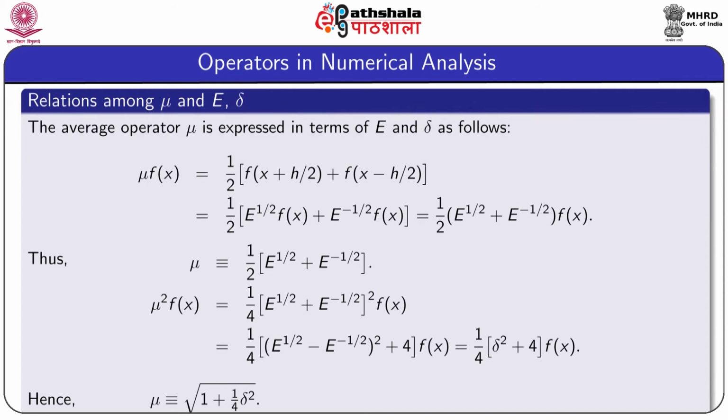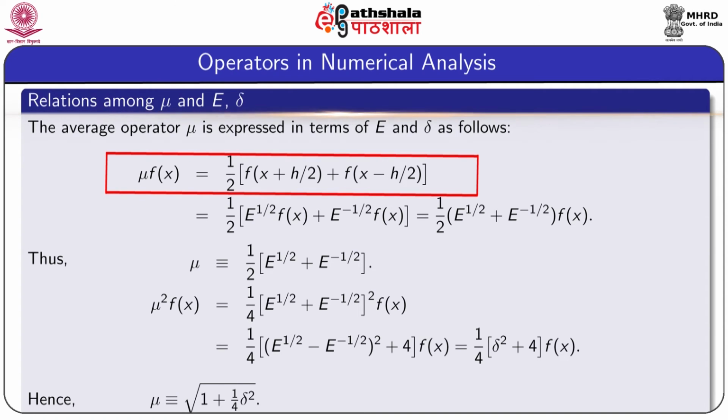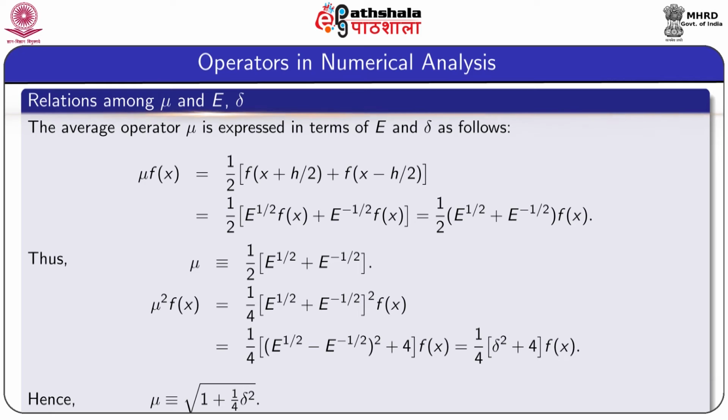Like this, mu of f(x) is equal to half of f(x + h/2) plus f(x - h/2). In terms of the shift operator, the first term is E to the power half f(x) and the second term is E to the power minus half f(x). So it is equal to half of (E^(1/2) + E^(-1/2)) into f(x). Therefore, mu is equivalent to half of (E^(1/2) + E^(-1/2)). So this is a relation between the average operator and the shift operator E.